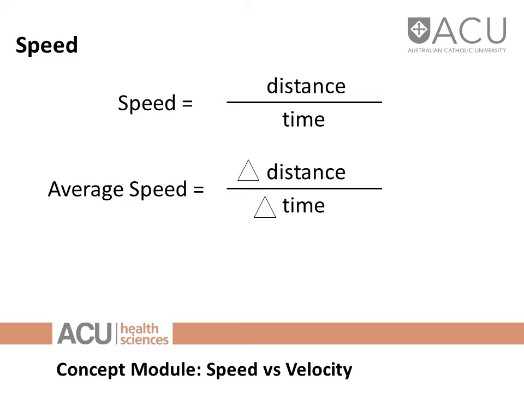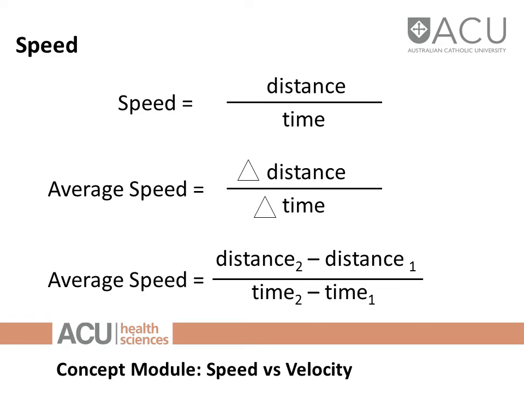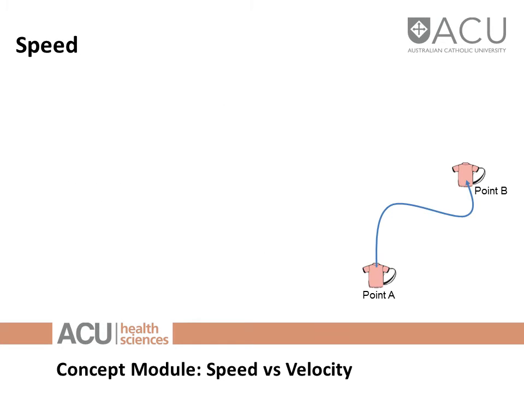Now I'll talk about the difference between average and instantaneous speed in a subsequent module, but the change in distance and time is important there. And more formally, we can write that out as distance 2 take distance 1, divided by time 2 take time 1. So I'm going to explain that a little bit further with an example, and you can see a player here moving from point A to point B.